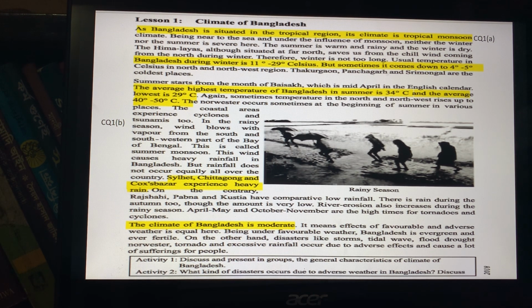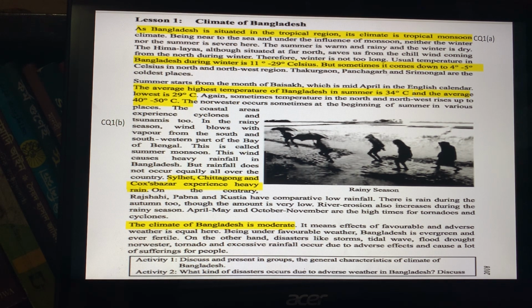The coastal areas of Bangladesh experience cyclones and tsunamis. In the rainy season, wind blows with vapor from the south and southwestern part of the Bay of Bengal, and this wind is called summer monsoon. And this wind causes rainfall, not everywhere. Especially Sylhet, Chittagong and Cox's Bazar experience heavy rain. On the other hand, Rajshahi, Pabna, Kushtia have comparatively low rainfall.